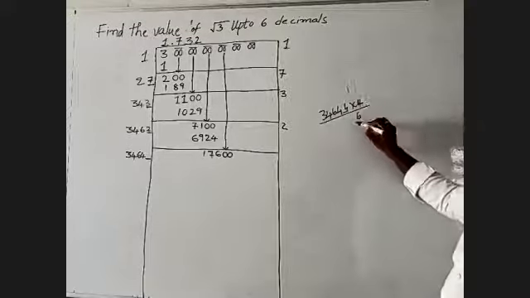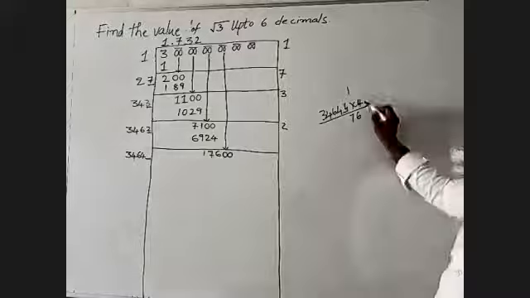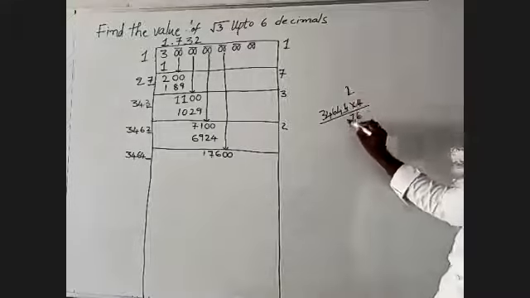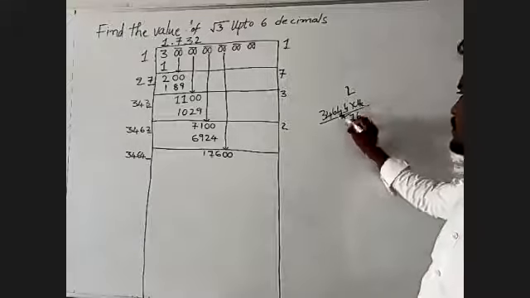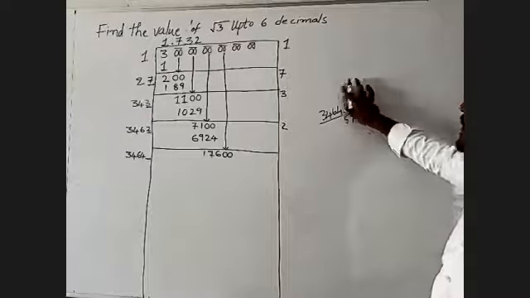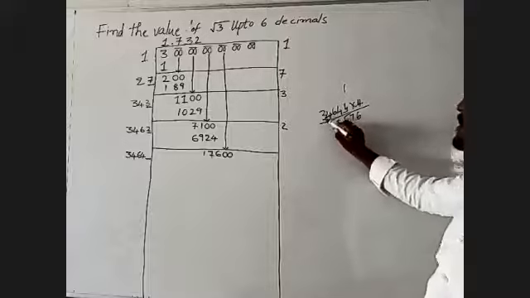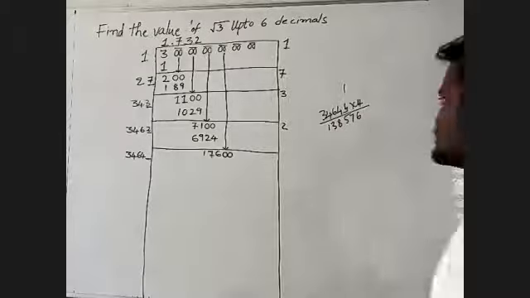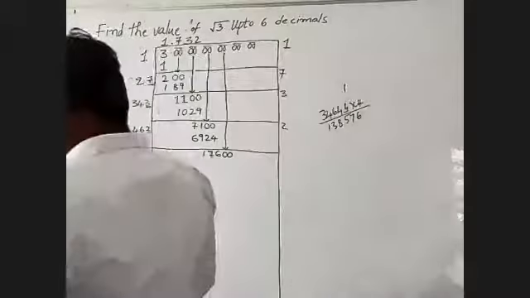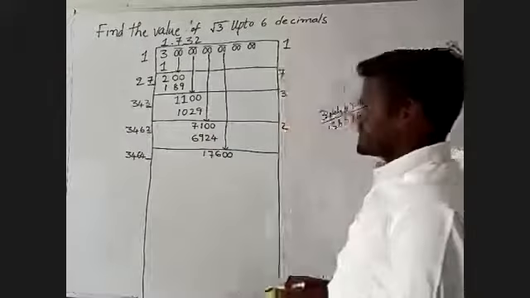4 4s 16. Again 4 4s 16 plus 1 becomes 17. 4 6s 24. 24 plus 1 becomes 25. Again 4 4s 16. 16 plus 2 becomes 18. After that, 3 fours 12, 12 plus 1 becomes 13. That is 13,8576. Then this is also does not satisfy.